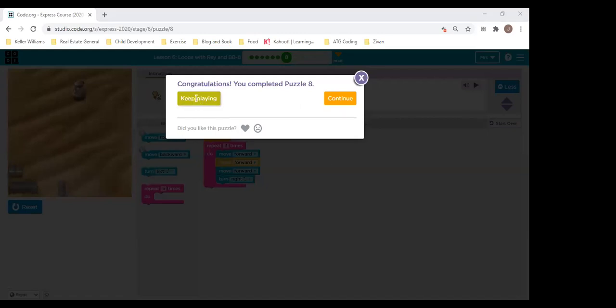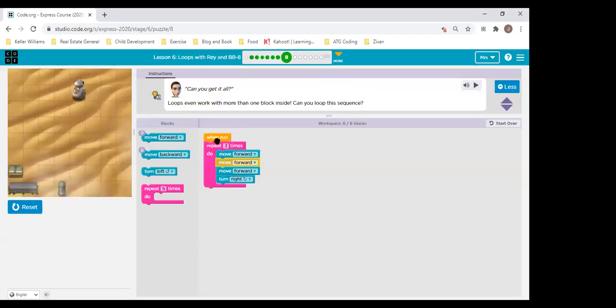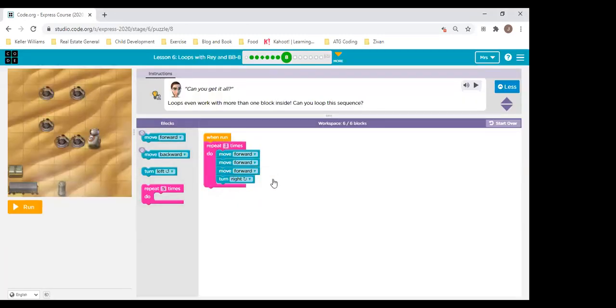Okay, did you guys see what happened there? Do you understand how this works? We are going to do some more practice on loops and on repeat blocks. Okay, let's quickly look at what the next puzzle looked like, and then I'm going to go over to my other screen again.